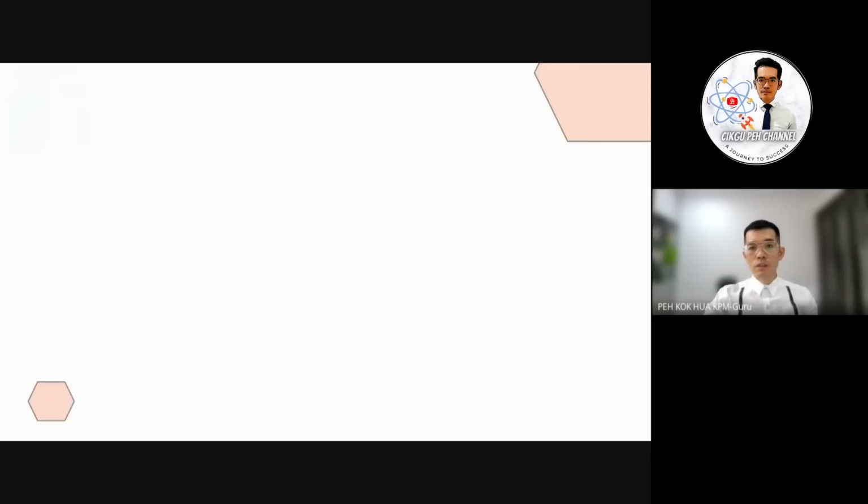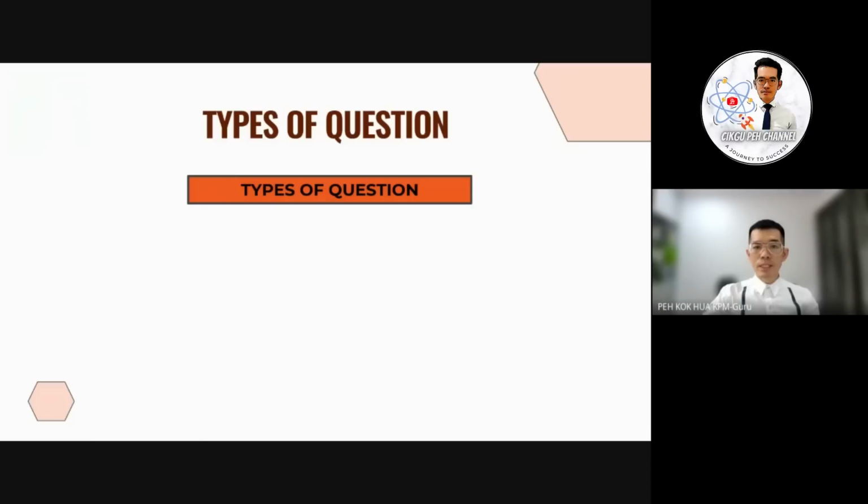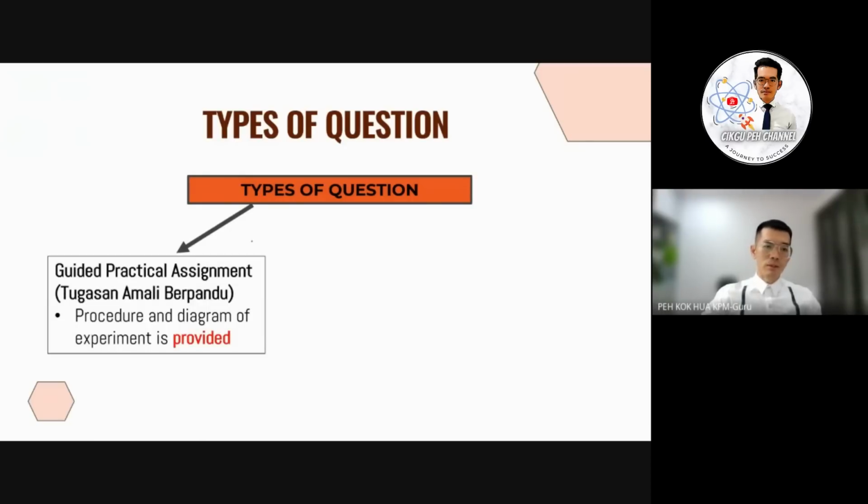Before we discuss the question I designed for Activity 6.3, there are 2 important things you have to know before your experiment. Firstly, you have to know the types of questions asked in Paper 3. Basically, there are 2 types. The first is Tugasan Amali berpandu, guided practical task. In this type, the procedure is provided, so the candidate just follows the procedure and diagram to conduct the experiment.